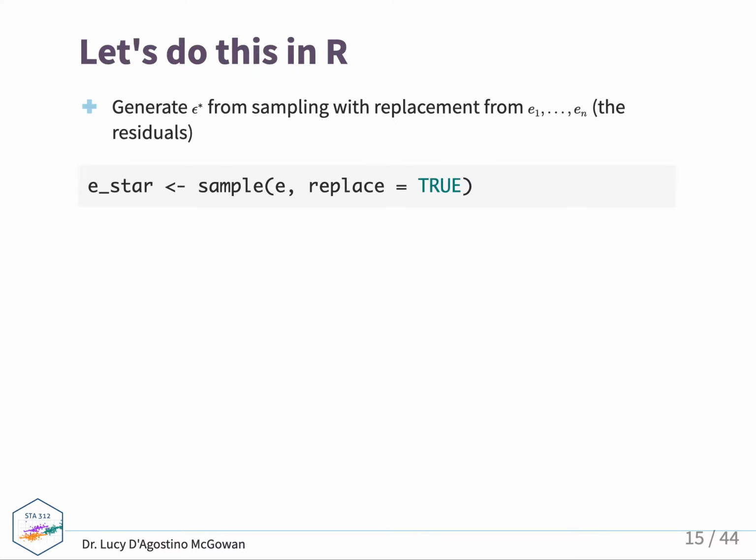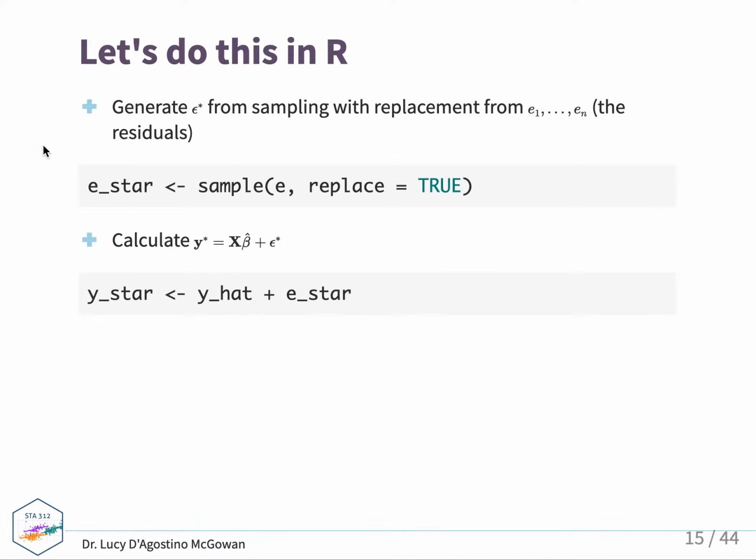Okay, so now that we've learned how to use the sample function broadly, let's apply it specifically to the bootstrap problem. The first step in doing a bootstrap via this residuals method is to generate this epsilon star from sampling with replacement from the residuals. This is how we would do that in R. If we have a vector of the residuals that I've named E, then I would just use the sample function and set the argument replace equals TRUE, and I'm going to save this object as E star.